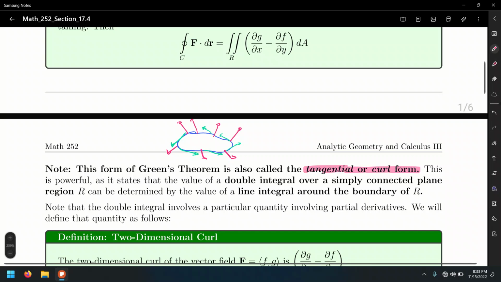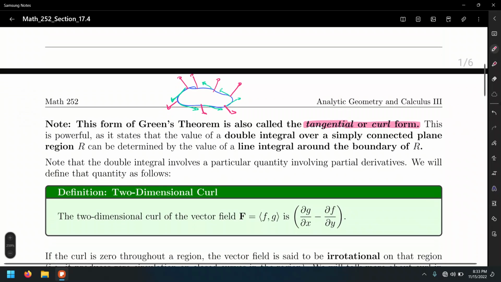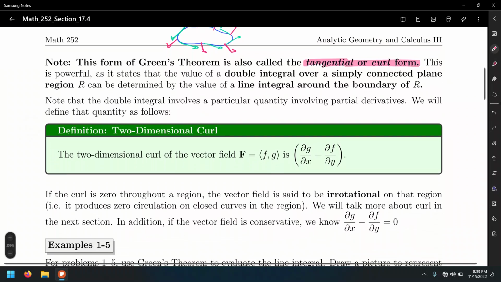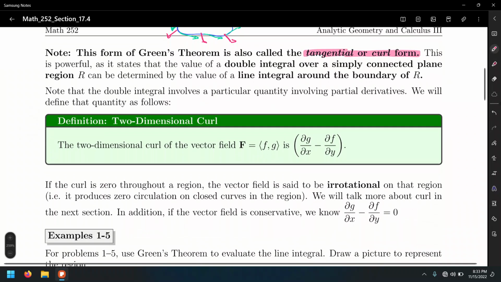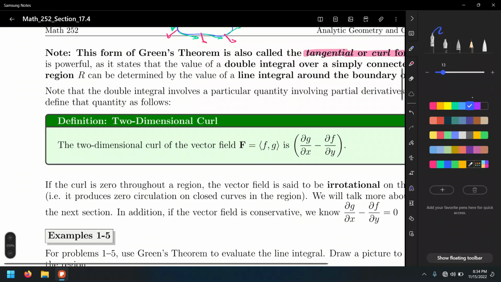Well, actually, let's not get into the details about curl and divergence. We're going to get into the details later in the next section. So for now, let's just look at Green's theorem, and we can actually evaluate what we're going to do. We are to evaluate the line integral using a double integral by means of Green's theorem.